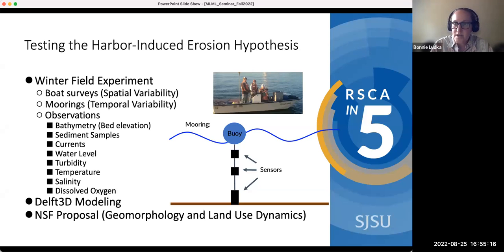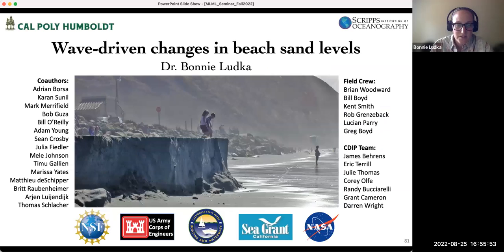We've been out on the boat a little bit, and we'll be getting observations. We'll also be deploying a mooring, and we'll have observations of bathymetry and potentially sediment samples, currents, water levels, turbidity, temperature, salinity, and dissolved oxygen. We're interested in interdisciplinary questions as well, and this will be work going towards a larger NSF proposal that this Level Up grant has lined us up for.